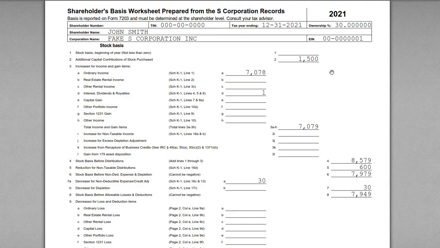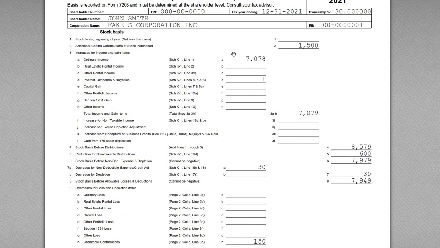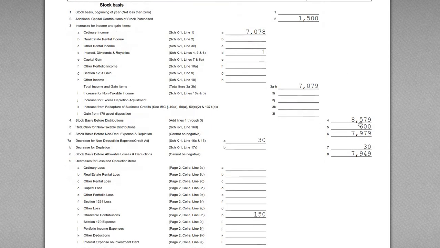Now, the capital he contributed to the company, which he gets an increase to his basis for, is $1,500. Remember, John purchased 1,500 shares of stock at $1 par value, so he put $1,500 in cash into the company. Then we have his other increases and decreases depending on what items are being allocated to him. He gets an increase to basis for $7,078. That's the ordinary income being allocated, the interest income. So his total basis before we account for distributions and separately stated expenses is $8,579.